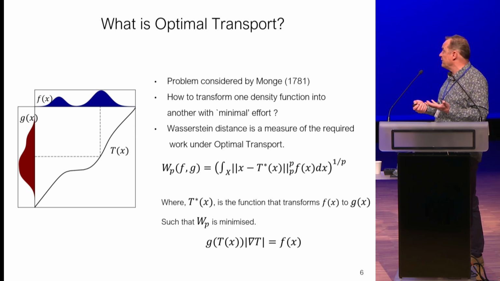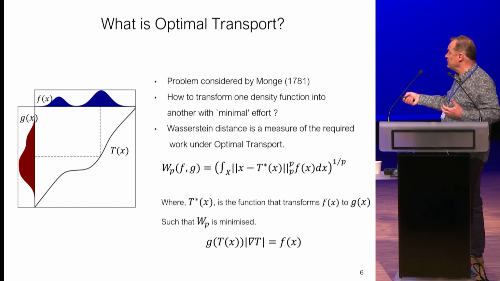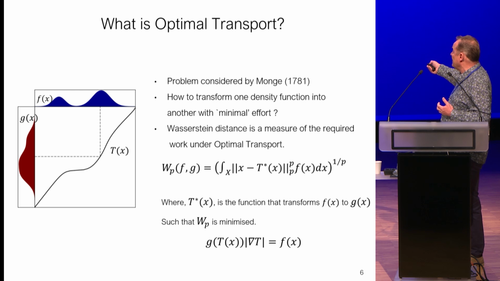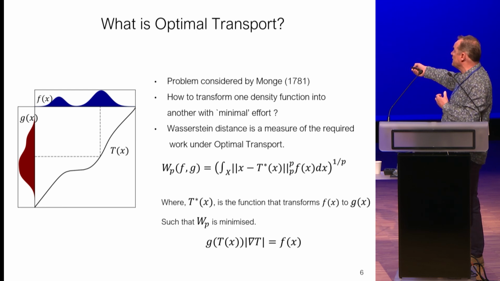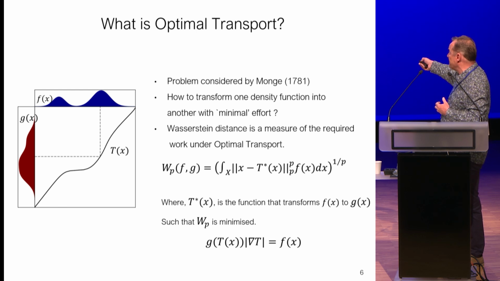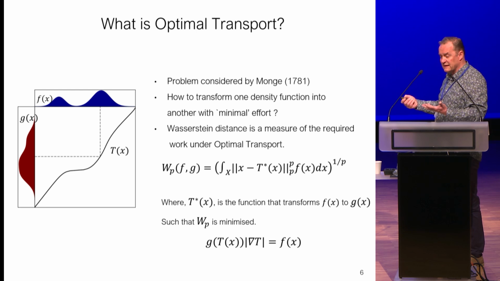It's a distance metric. The condition on T(x) is this expression down here, that g of T(x), so that's where the sand goes to, multiplied by essentially the derivative, how much the volume of sand changes as we change the function, is f(x). So this is the constraint. This is a mass conservation constraint, essentially. So together here is essentially optimal transport.